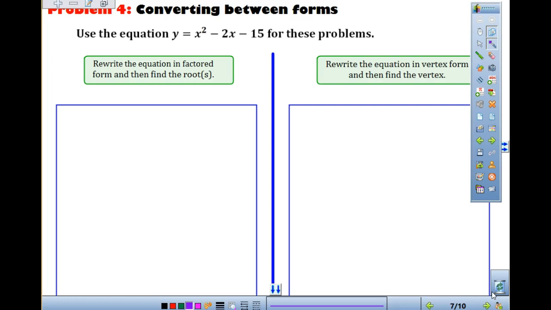So we have this equation, and we want it converted into both forms. The first form we want to put it in is factored form. I want you to think of what two factors multiply to negative 15 and add to negative 2. Do not do that method that you've done before, because the lead coefficient is 1, so you don't have to. You should right away be able to tell me your two parentheses. When we're writing this one in vertex form, that means we need to complete the square.